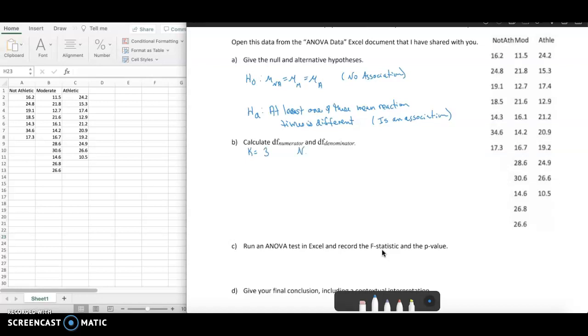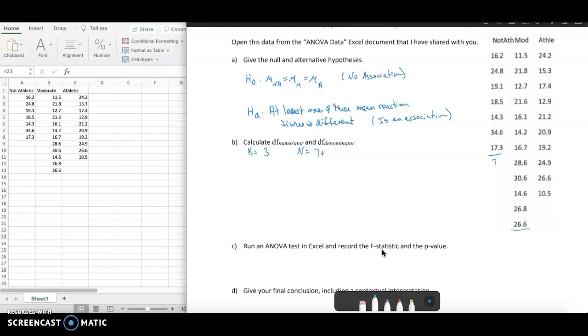And N, we're going to have to work on this. N is the sum of the sample sizes of each group. So I actually have to count all of the data values for each group. If I look down the non-athletic column, I have 1, 2, 3, 4, 5, 6, 7. So there are 7 data points there.